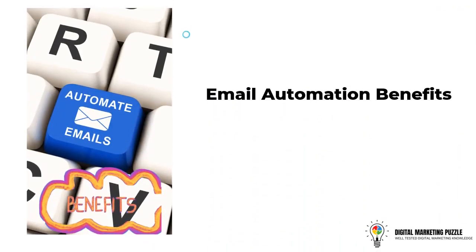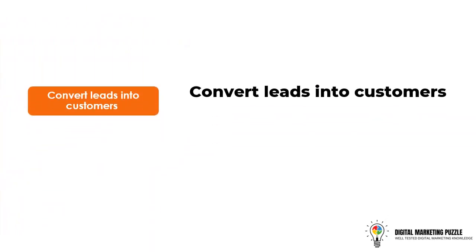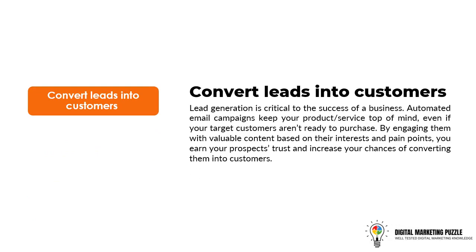Email automation benefits. Like tagging and segmenting, the primary benefits of email automation center around personalization. Automation pulls everything together and allows you to personalize on a wider scale. Convert leads into customers. Lead generation is critical to the success of a business. Automated email campaigns keep your product or service top of mind, even if your target customers aren't ready to purchase. By engaging them with valuable content based on their interests and pain points, you earn your prospects' trust and increase your chances of converting them into customers.